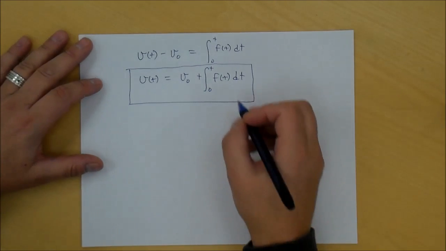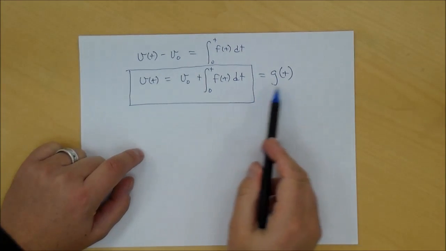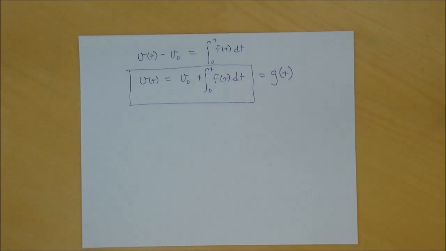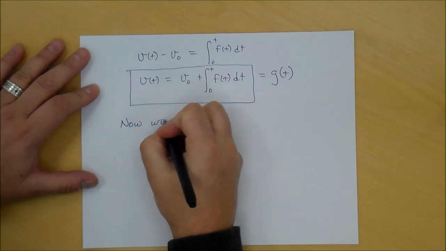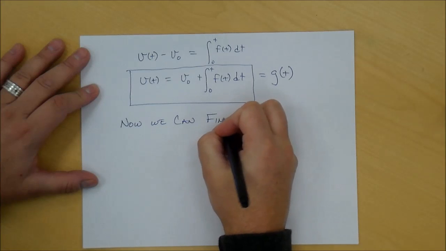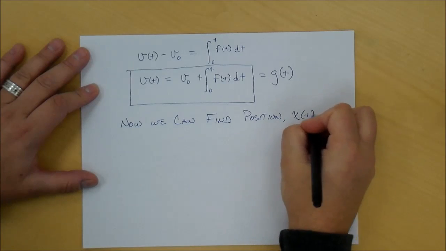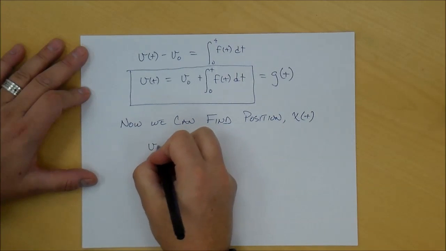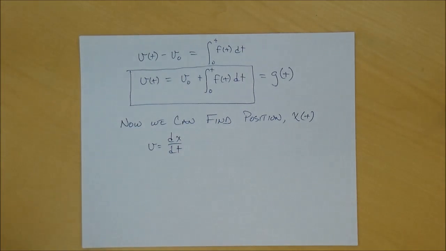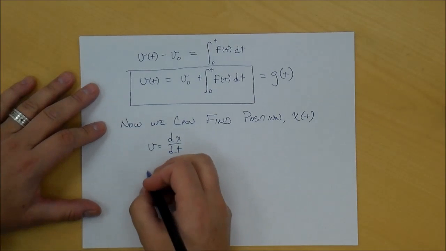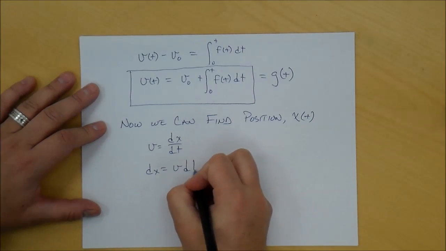Right? Let's give this a name for shorthand. Just call it g of t. Okay? So I don't have to write all of that out. I'm just going to call that g of t. And the reason I'm doing that is so that now we can find the position for all time in a similar manner. Okay, and you may recall that the velocity is equal to the derivative of x with respect to time. So we're going to go through the same process we did previously, right? So that says that dx is equal to v dt.